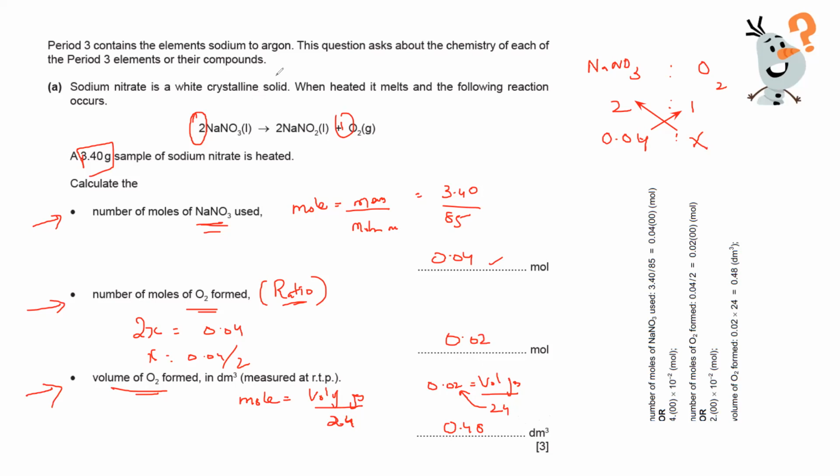Is it clear? The 3 parts related to moles. The first one, we use a formula. The second one, we use a ratio. And the third one, we again use a formula. So normally the trend of the question is like this: formula, ratio, formula. It's a simple trend. The first part you solve by a formula, the second part by a ratio, and the third part again by a formula.